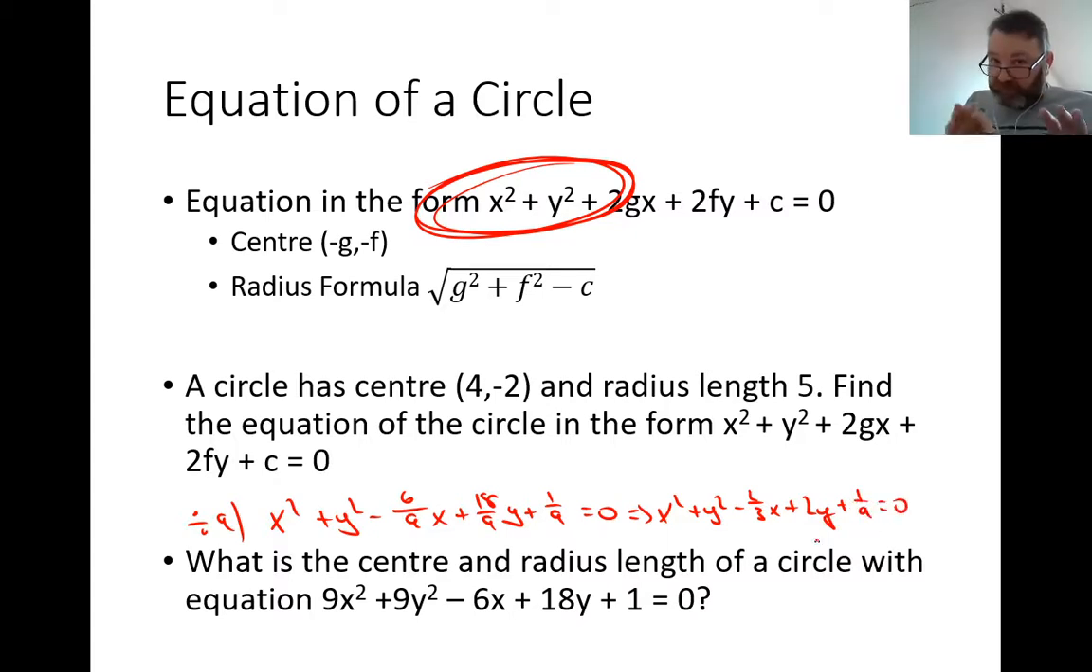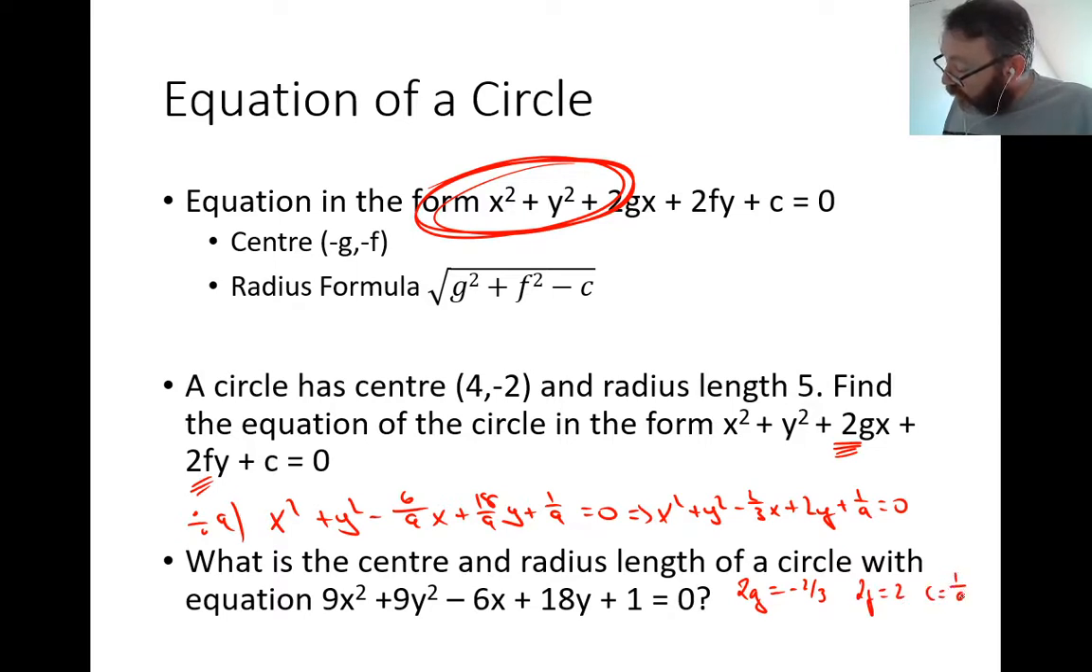Remember what I told you? Stick with the fractions. Do not go to decimal form. Stick with the fractions and see what they tell us. So in this case, x squared plus y squared plus 2gx plus 2fy plus c is equal to 0. So straight away, if I follow this, what does it tell me? That the coefficient of x is 2g. So 2g is equal to minus 2 over 3. 2f is the coefficient of y. So 2f is equal to 2. And c is equal to 1 over 9.